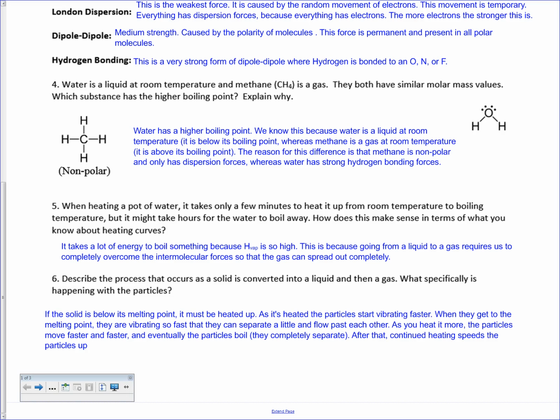Eventually they get moving so fast that they can pull away from each other a little bit and flow around, which is why you get the property of liquid where it's all staying in one glob, but it can move around a bit because the particles are separated just a little bit, enough so that they can move. Then you heat them up more and more, so they get faster and faster. Eventually, as that liquid heats up to the boiling point, they're going so fast that they can pull apart completely into gas form. And if all the particles are pulled apart and you continue to heat it, then you're just adding more and more kinetic energy, and the particles continue to speed up and move faster.